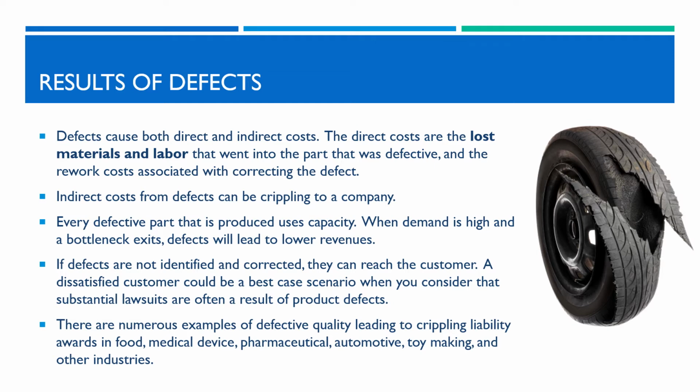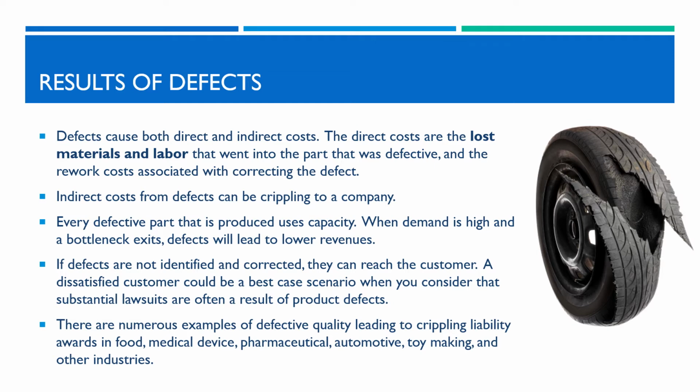The direct costs are the lost materials and labor that went into the part that was defective, and the rework costs associated with correcting the defect. Indirect costs from defects can be crippling to a company. Every defective part that is produced uses capacity. When demand is high, and a bottleneck exists, defects will lead to lower revenues. If defects are not identified and corrected, they can reach the customer.